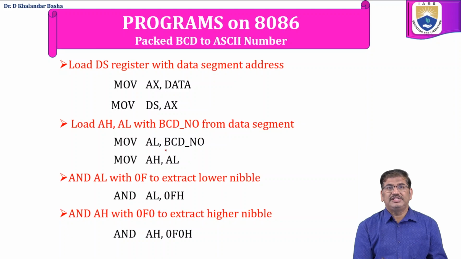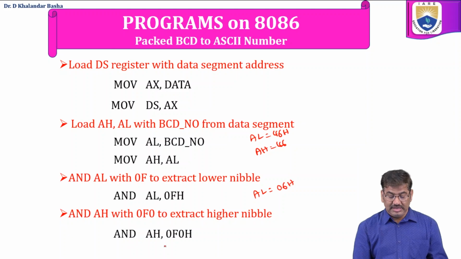Then the packed BCD number, which we want to convert into ASCII, we will first load into AL as well as AH register by using the instruction move AL comma packed BCD number, and move AH comma AL. So now AL content is 46H as well as AH content is also 46H. Then we will AND AL comma 0FH. So after executing this instruction, AL contents will become 06H.